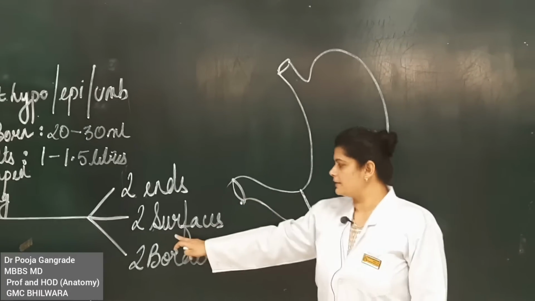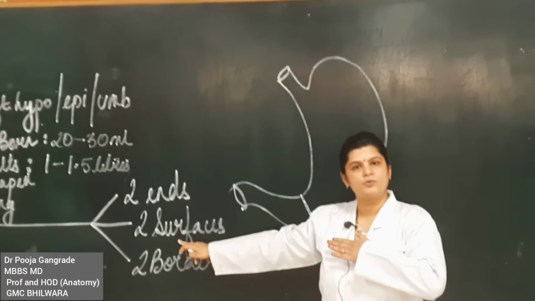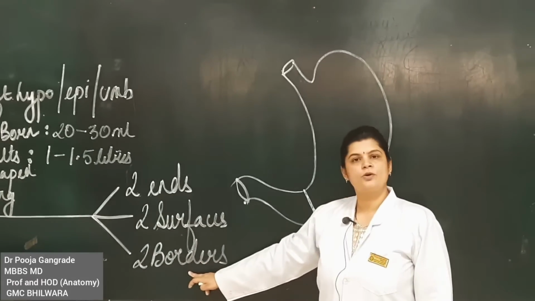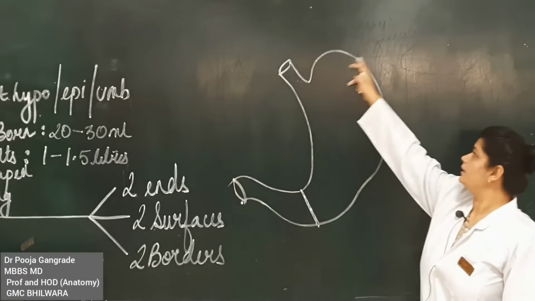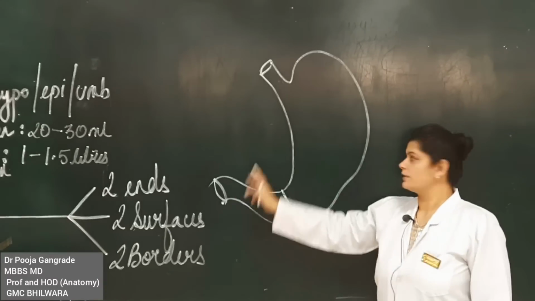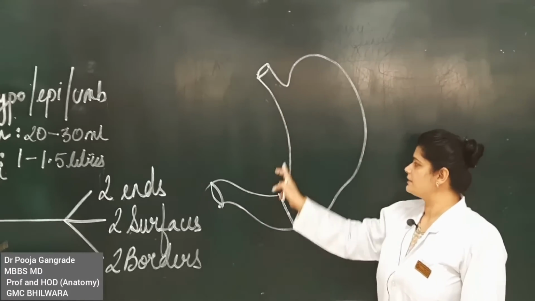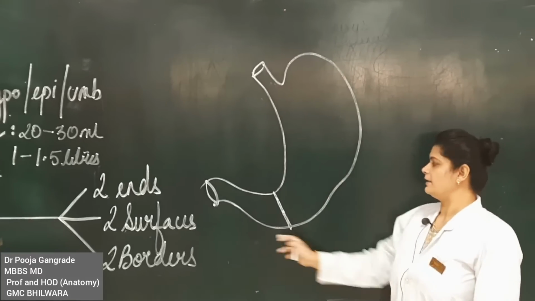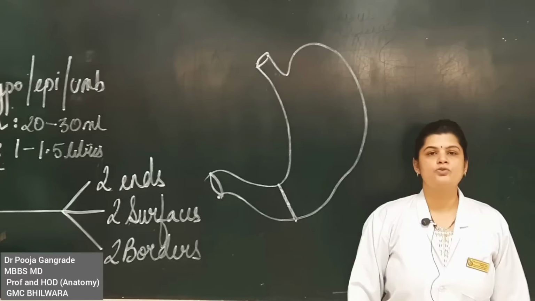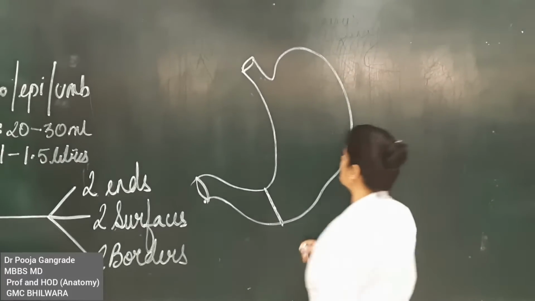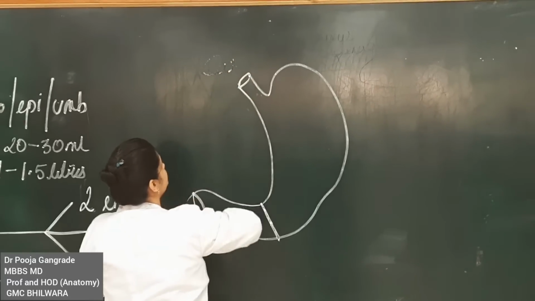It has got 2 surfaces, an anterior surface and a posterior surface, and it has got 2 borders, a right border and a left border. These are also called the medial border and the lateral border. We'll start with the first thing first, that is the 2 ends. The 2 ends, as I told you, this is called the cardiac end.